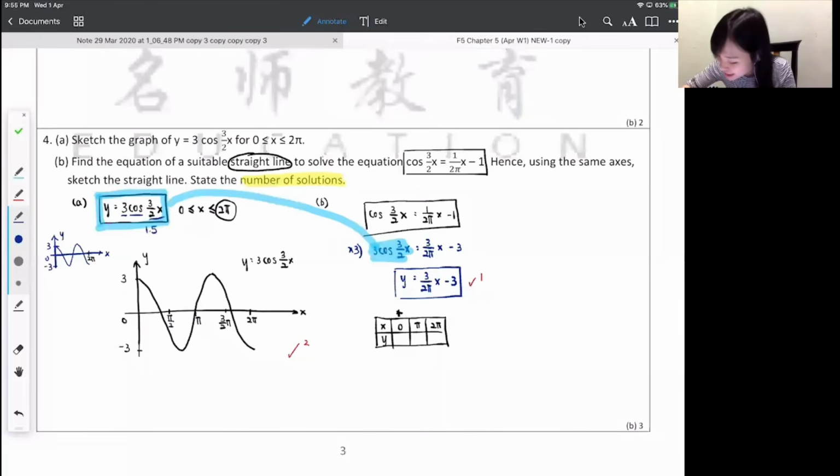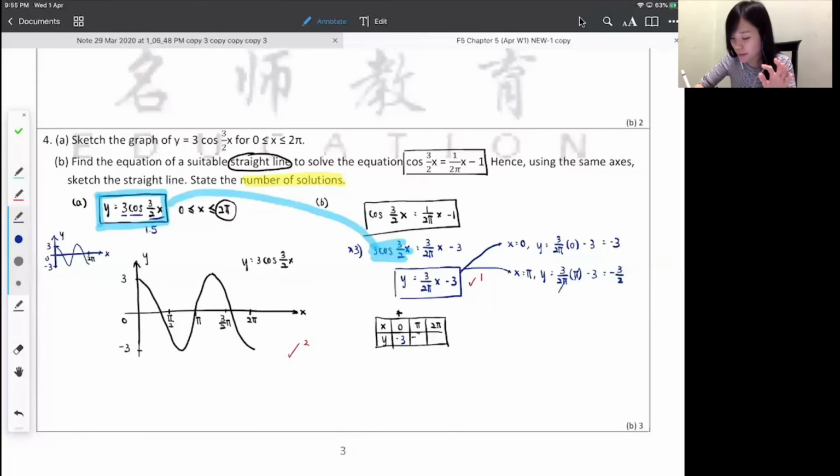So let's put, okay? I repeat again, all the side working I write now gets no marks, no need to write it actually. So x equals 0. If I sub inside, y equals 3 over 2 pi times 0 minus 3. Ta-da! I get negative 3. Next one, if I sub pi inside, y equals 3 over 2 pi times pi minus 3. Pi and pi cut, 3 over 2 minus 3, negative 3 over 2. Maybe you don't understand the numbers I write, you can press the calculator and you will still get that, okay?